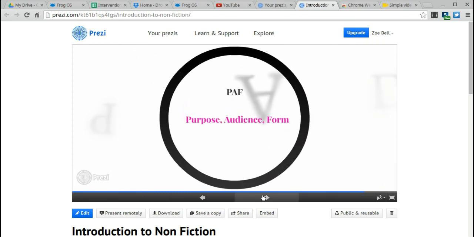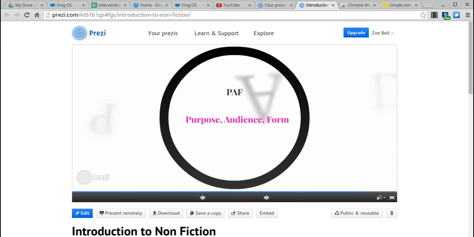One thing you do need to remember this half term is this little phrase, PAF: purpose, audience, form. All non-fiction types have a purpose. They're to argue, to explain, to entertain, to inform. They've all got an audience, someone that they're aimed at. For example, older men, younger men, children, professionals, whoever that could be.